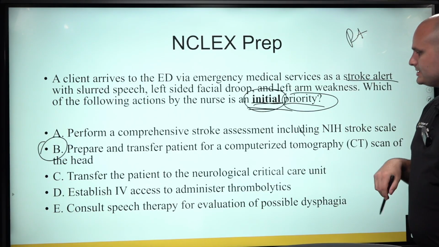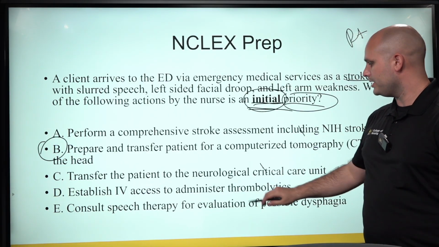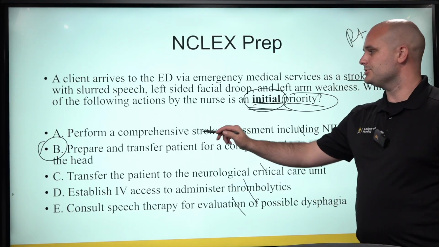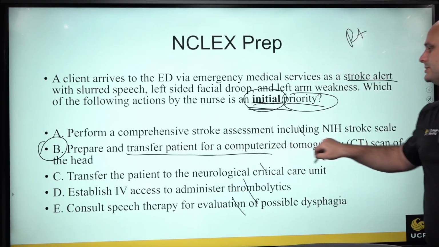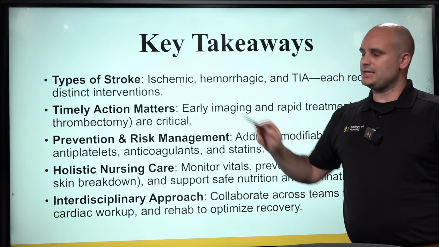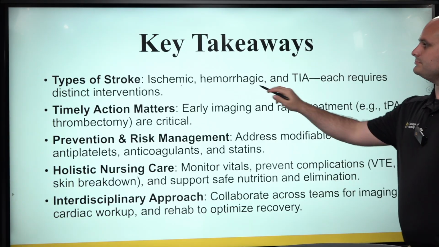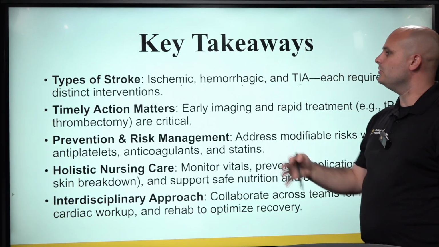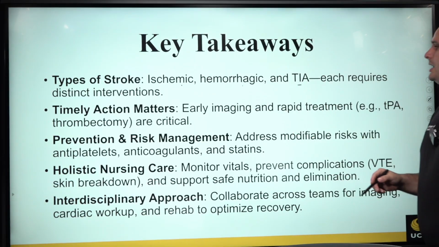We'll do an NIH later. We might put them in critical care. We may give them TPA. We may need speech. But our initial priority for this patient is to do a CT scan. So some key takeaways. Ischemic, remember that is a clot. Hemorrhagic is bleeding, and TIA is a precursor that could include both, mainly ischemic strokes.